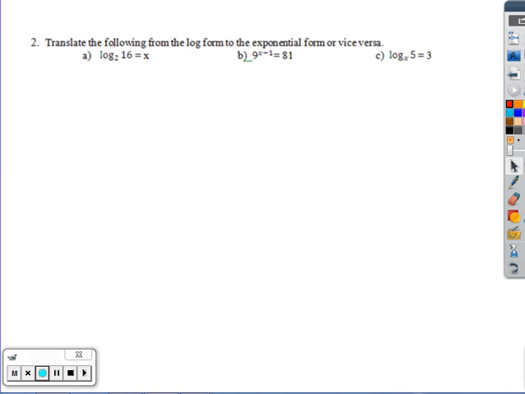Let's move on. Translate the log to exponential or vice versa. So no solving here. All right, I noticed some of you were solving these. That's fine. That's great, but it just asks you to translate. All right, so this would say 2 to the x equals 16. This would say x minus 1 equals log base 9 of 81. And this one would say x to the 3rd power equals 5.